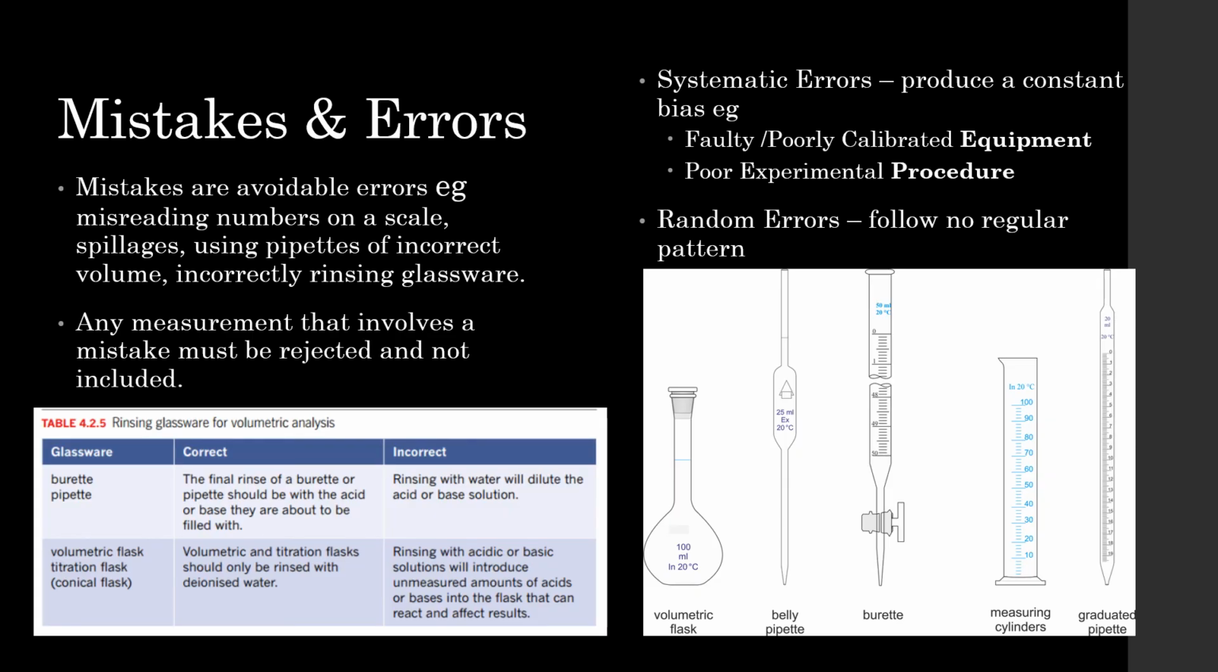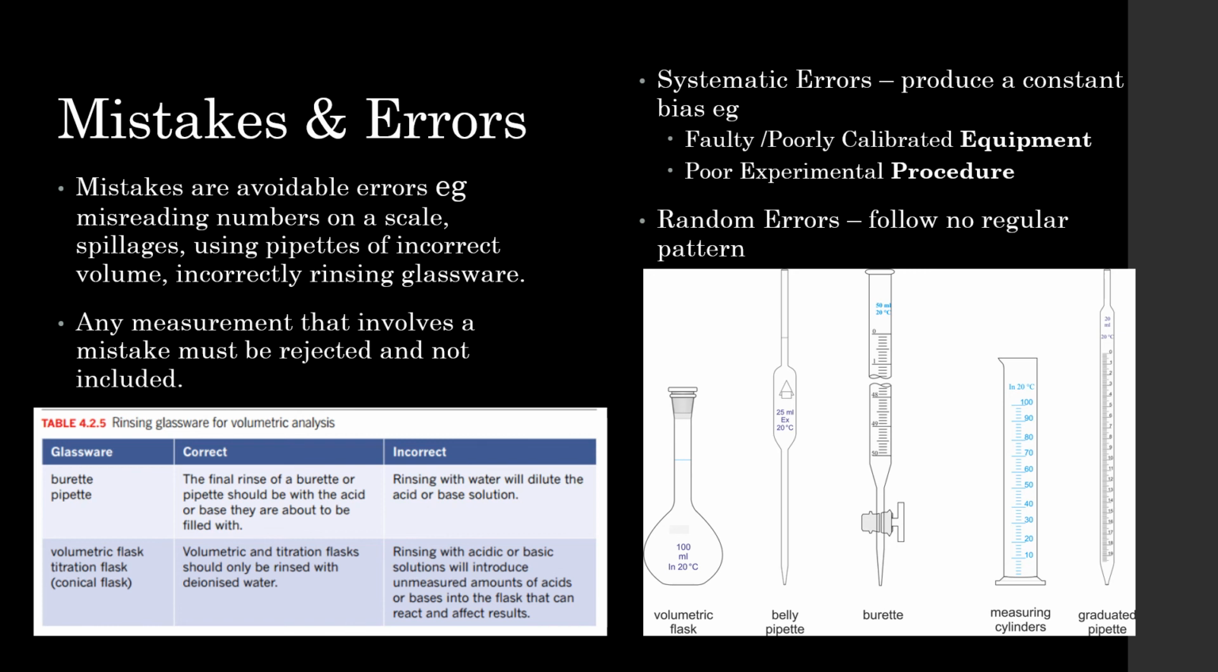Mistakes are those avoidable errors. So if you're misreading numbers on a scale, if you spill some, if you use the wrong pipette to measure the volume, or if you incorrectly rinse the glassware. Now, if you have any calculations or measurements that involve a mistake, you must reject that and can't include that in your calculations. So some of the rinsing procedures are important.